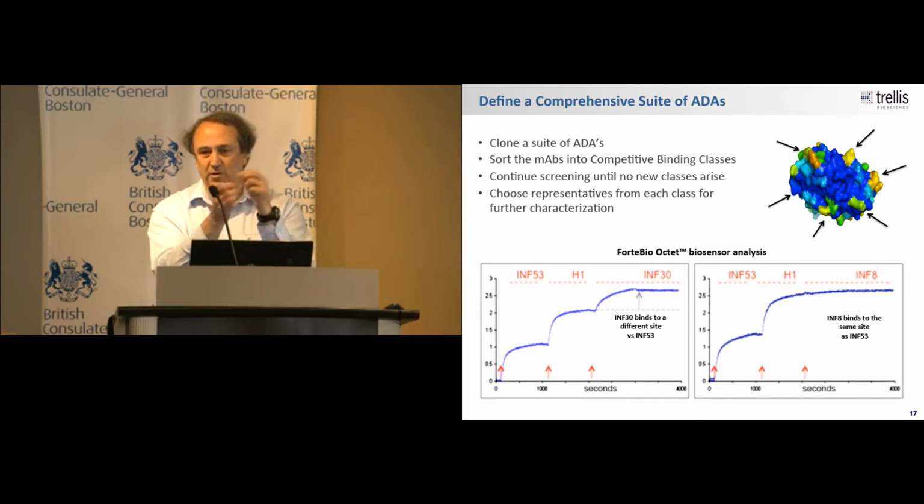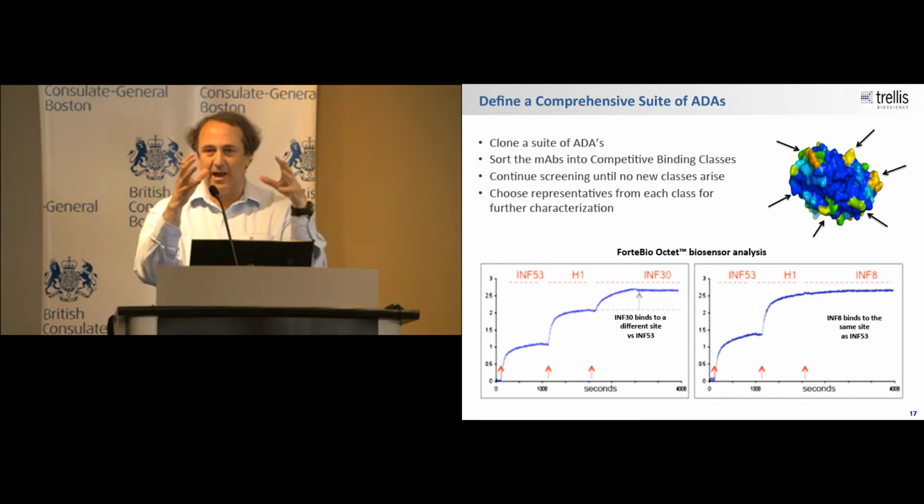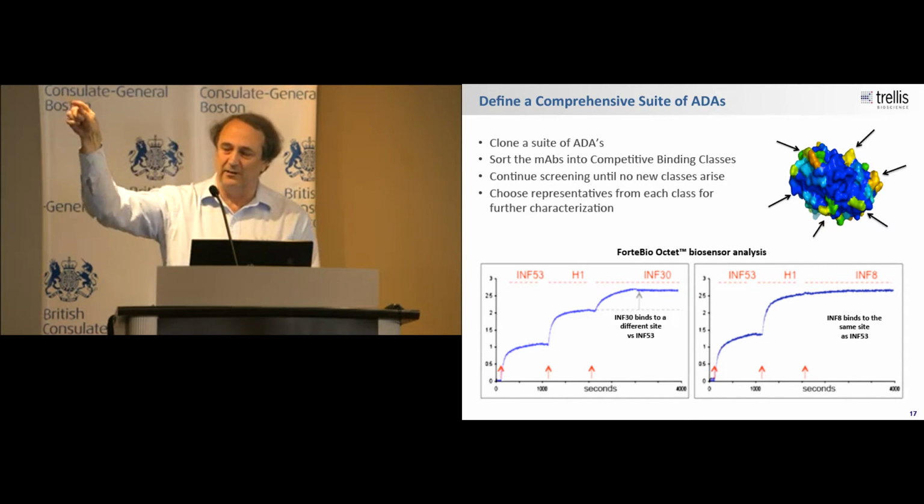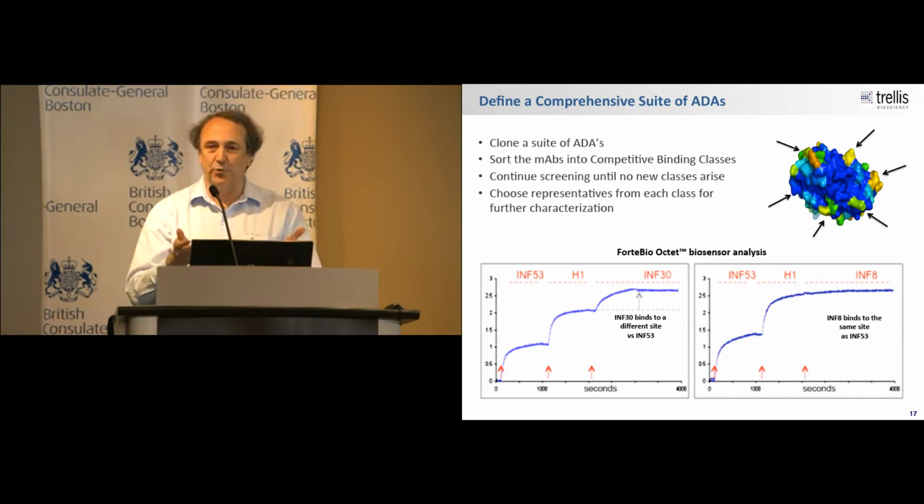You can look at large numbers of different pairwise combinations. And you can take this large suite of antibodies and condense them into competitive binding classes. And then the idea is you just continue screening until you get to an asymptotic point where you keep screening, you keep cloning new antibodies, and you don't find any that represent a different competitive binding class than the ones you already have. And at that point, you say you're done and pick one representative from each of the competitive binding classes, and that's your comprehensive suite. So that's a labor-intensive way of doing it.